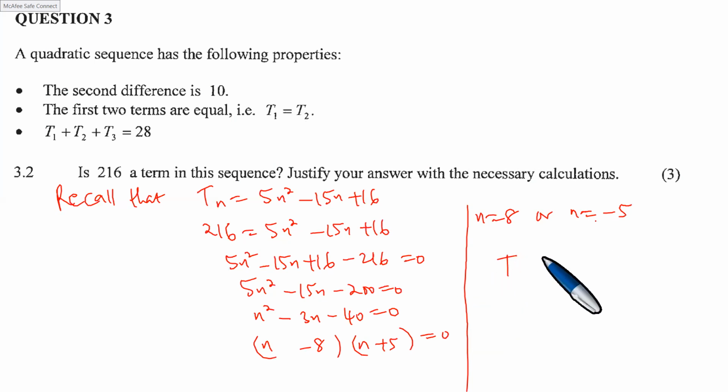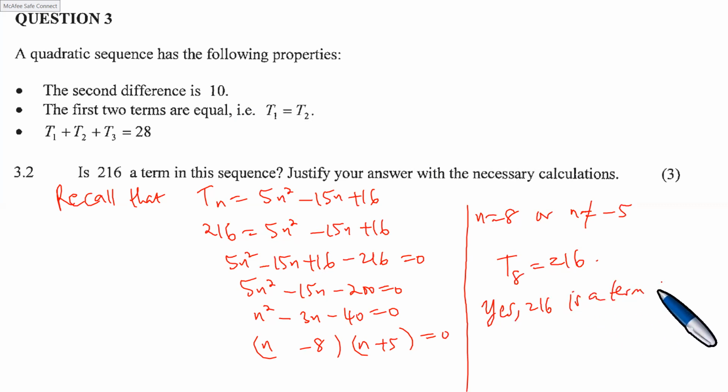Which means that this one is not valid because the number of terms cannot be negative. The number of terms can only be positive. So the 8th term is actually 216. Now, is this one a term in the sequence? Justify your answer with the necessary calculations. Yes, 216 is a term in the sequence.